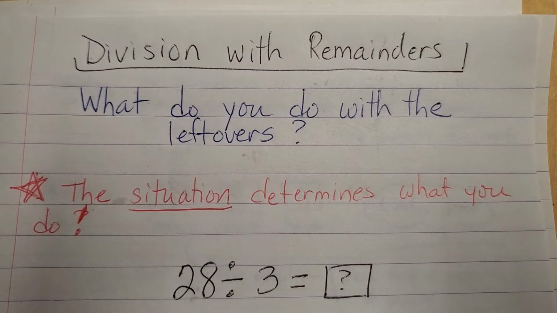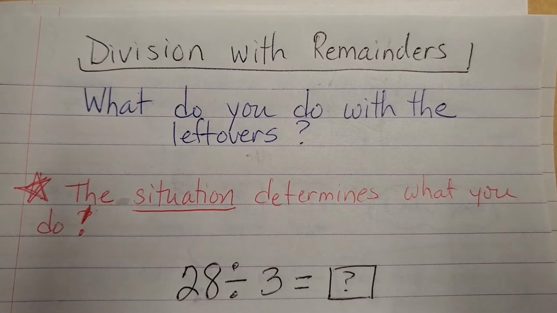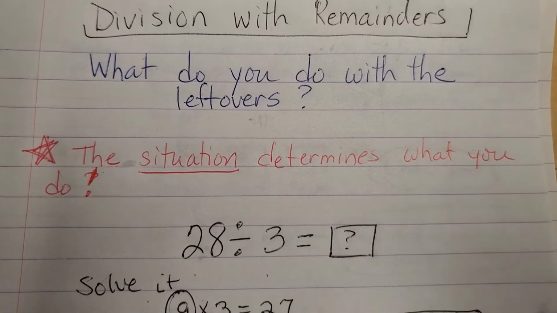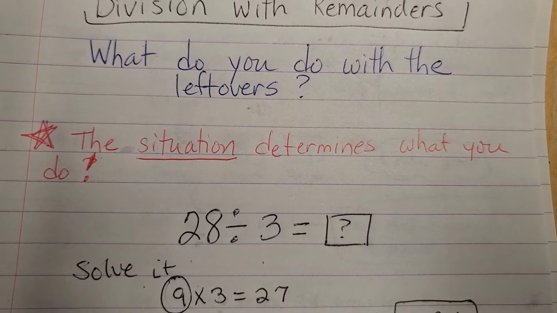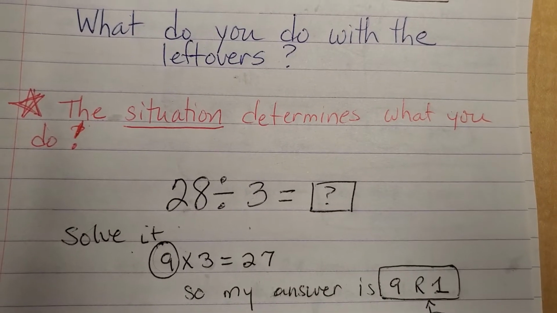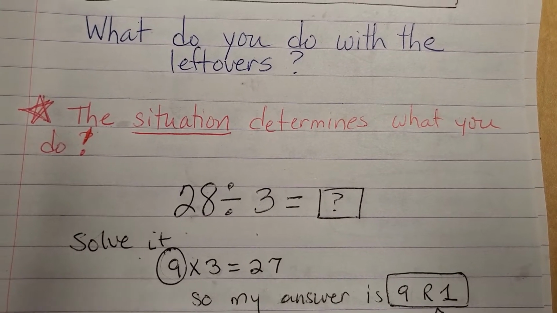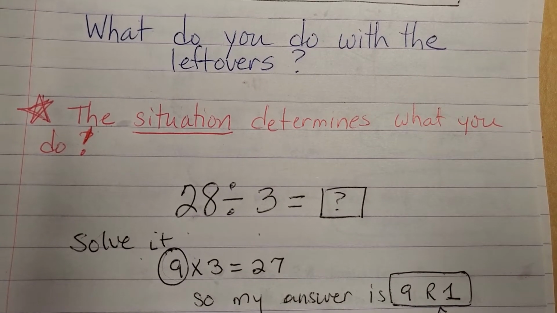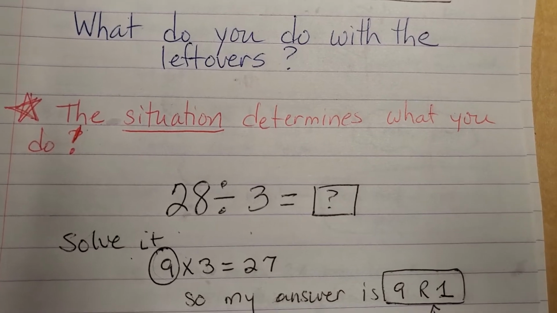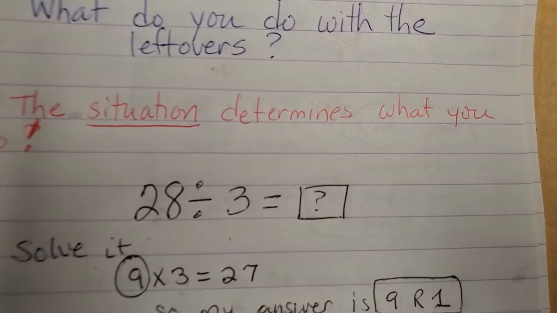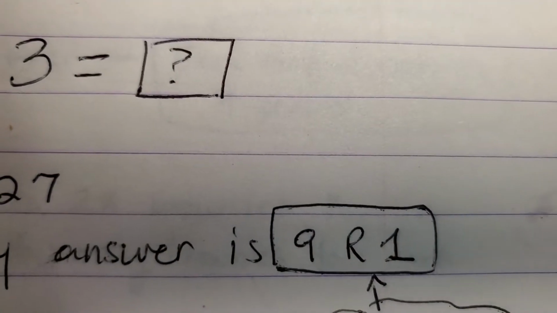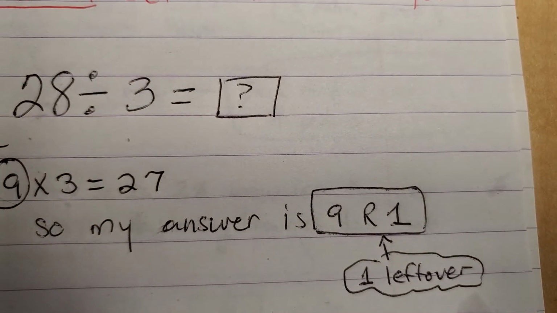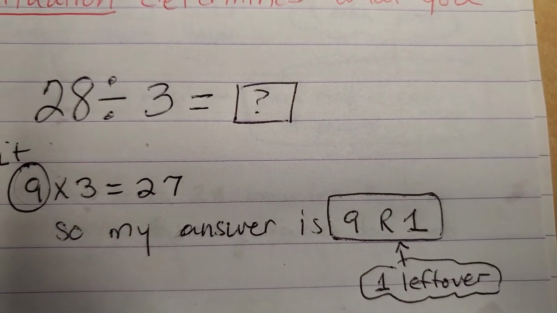So we're going to use 28 divided by 3. And if you know your math facts, you know that 9 times 3 is 27. So there's one left over because we didn't get to 28. And there's no way for us to get to 28 because we can't make another group of 3. So the answer to this problem is 9R1. Now R1 means one left over, remainder 1, 9 remainder 1.